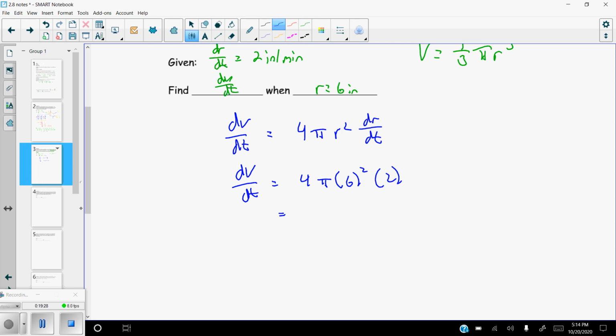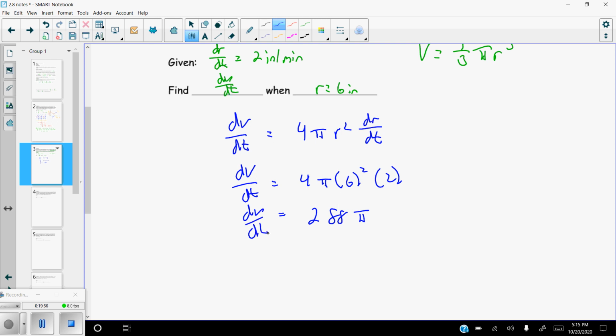So 6 squared, remember you can multiply in any order, by the way. So 6 squared is 36, times 2 is 72. Then I have to multiply that by 4. So 72 times 4. Well, 72 times 2 more is 144 times another 2, because I'm multiplying by 4, is 288. So we get 288 pi.